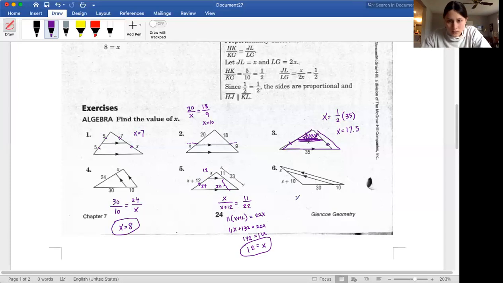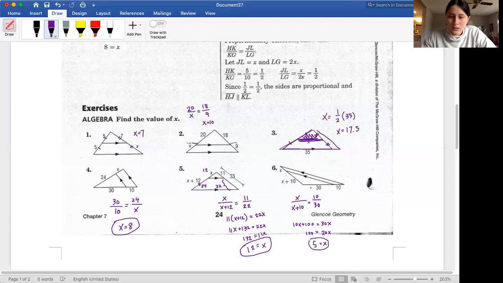Okay, looking over here, x over x plus 10 equals 10 over 30. So cross multiply, 10x plus 100. Remember to distribute everything in, equals 30x. Okay, so subtract 10x on both sides. I have 20x over here, and 100 over here. Divide that by 20. 100 divided by 20 is 5.